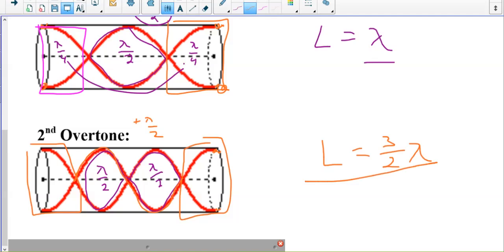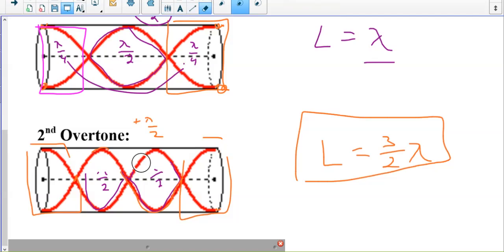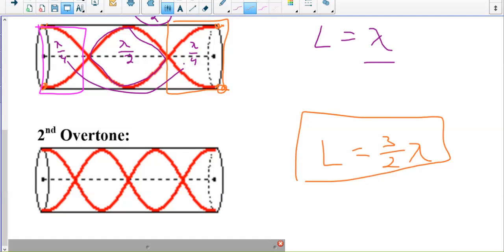So mathematically, it is identical to the second overtone of a string instrument, but physically, it is doing something completely different. Right? It's still vibrating the air, whereas before it was vibrating the string, but the air is vibrating just slightly differently. All right. But of course, mathematically is identical.